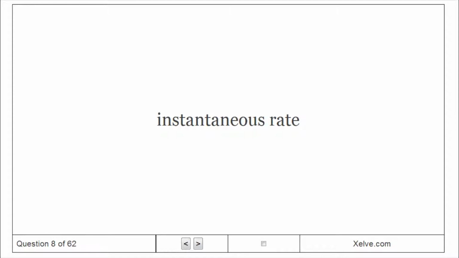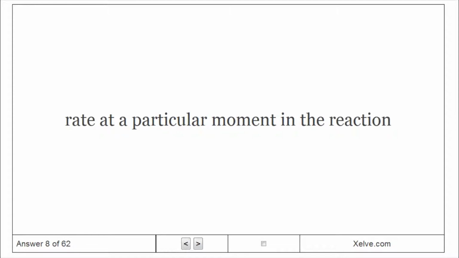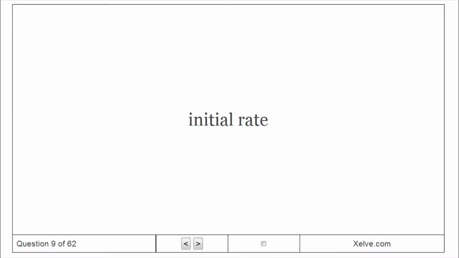Instantaneous rate. Rate at a particular moment in the reaction. Initial rate. Rate at t equals 0.